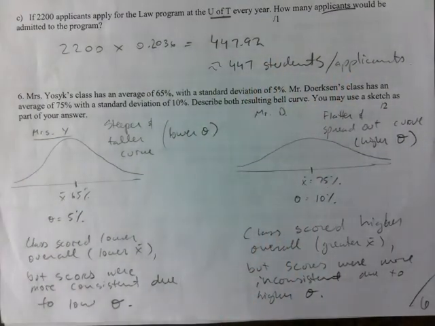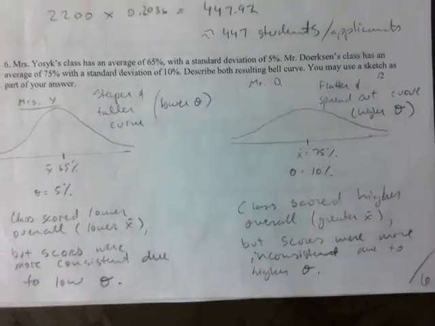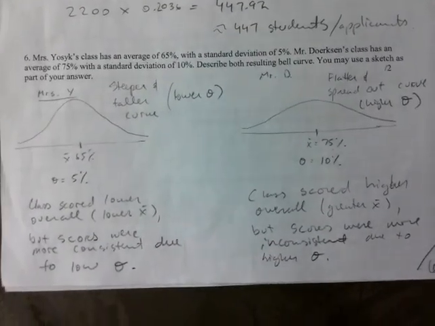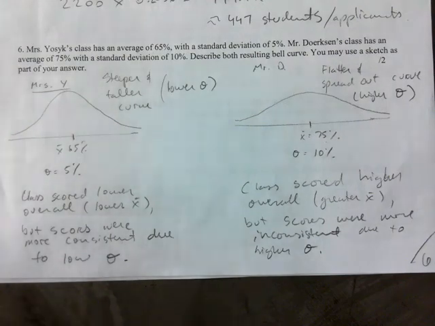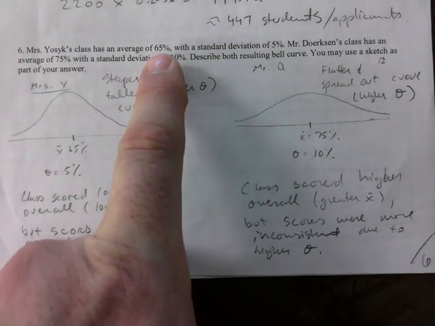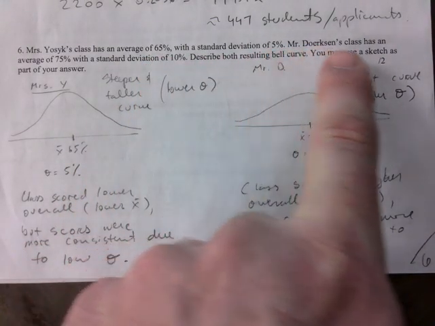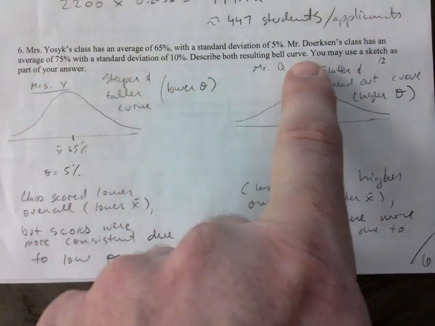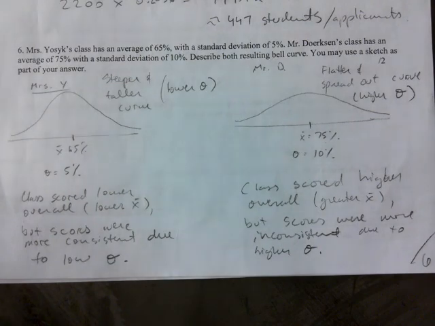And then there's always a battle between me and Miss Yosik, right? We're the applied teachers here, for the most part. So Miss Yosik's class has a 65 average, standard deviation of 5. Mr. Dirkson's class has a higher average, but a higher standard deviation. Describe them. You may use a sketch, right?